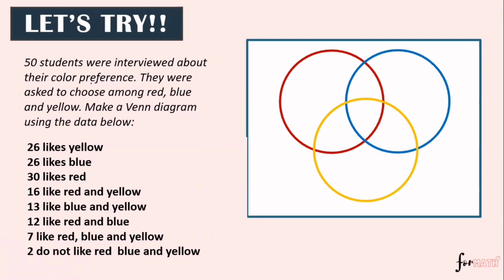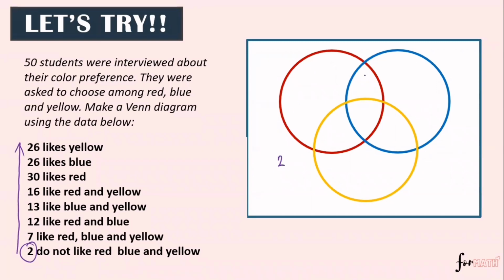50 students were interviewed about their color preference. They were asked to choose among red, blue, and yellow. Make a Venn diagram using the data below. So if ganito ang problem natin, we start from bottom pataas. So sabi dito, dalawa daw ang may ayaw ng red, blue, and yellow. So ilalagay lang natin sila dito. Okay? Sa labas lang nung mga bilog-bilog.